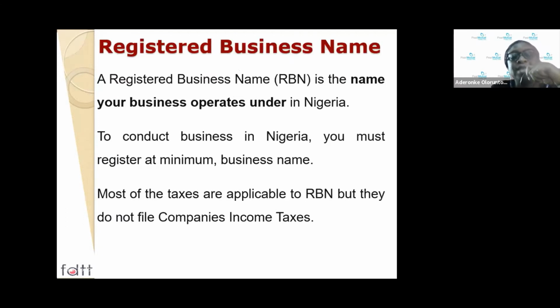Now, like I said, there are two types of businesses in Nigeria: the limited liability companies and the registered business names. Now, the registered business name is the name your business operates under in Nigeria, just as it says. It helps you to conduct business in Nigeria, and you must register at minimum a business name to do business in Nigeria. Most taxes that are applicable to limited liability companies are also applicable to this kind of company. But the only difference is that they do not file company income taxes because they are not registered as a company. It's just registered as a business name to carry out business in Nigeria.